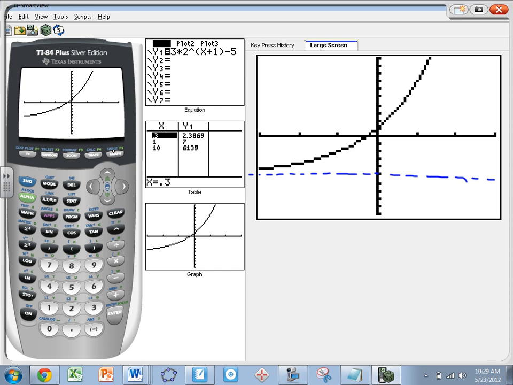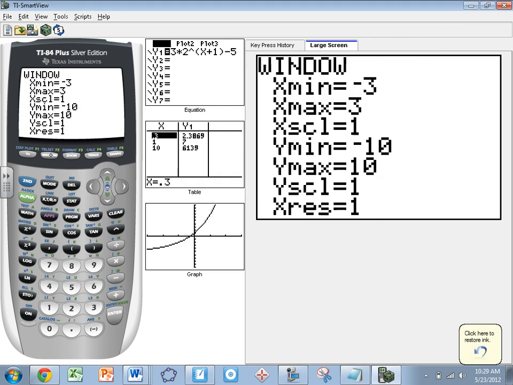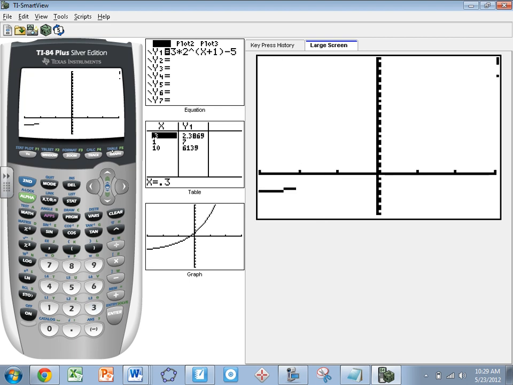If I really want to encompass this whole graph, I need to realize that this is going off. That's going to go off forever in that direction. So what I really need to do here is change my Y max. I need to go a little bit higher, right? So let's go back to our window setting and go to Y max. Let's make it like 30. I think we're going to need 50 in the end. But for now, let's try 30.